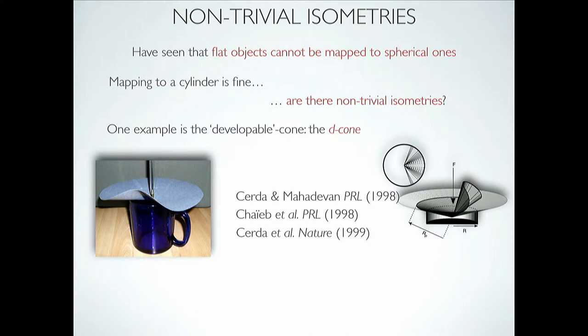I've mentioned here a few papers from the late 90s, partly in the interest of academic honesty, but also partly to try and convince you that although this is quite a simple observation, it's actually led to a number of papers in some pretty high-profile journals. So if you have the right question and are able to find a simple demonstration of it, then there is an option for having high impact as well. So the D-cone is one example of a non-trivial isometry for a flat sheet.